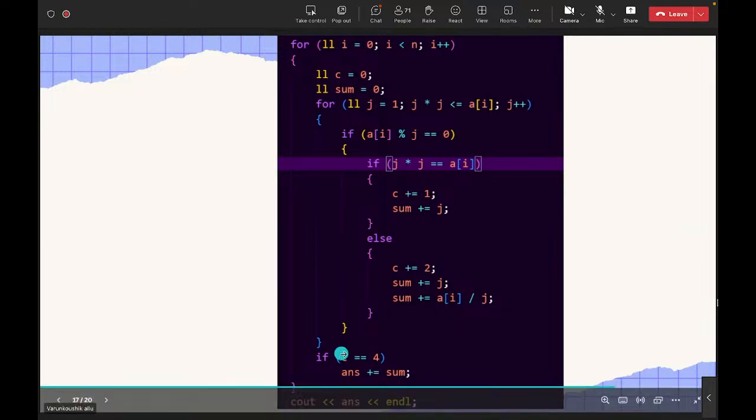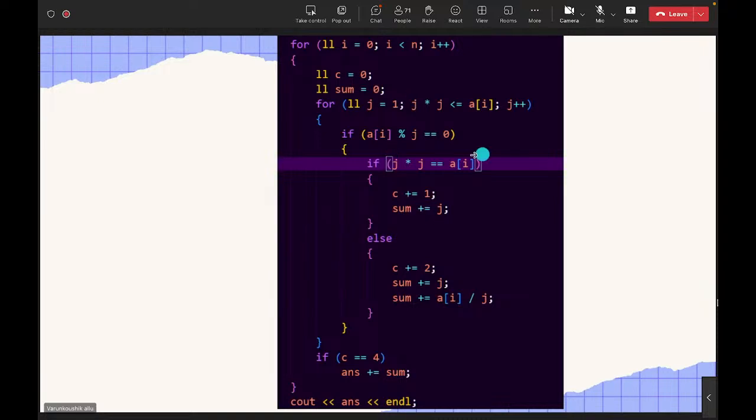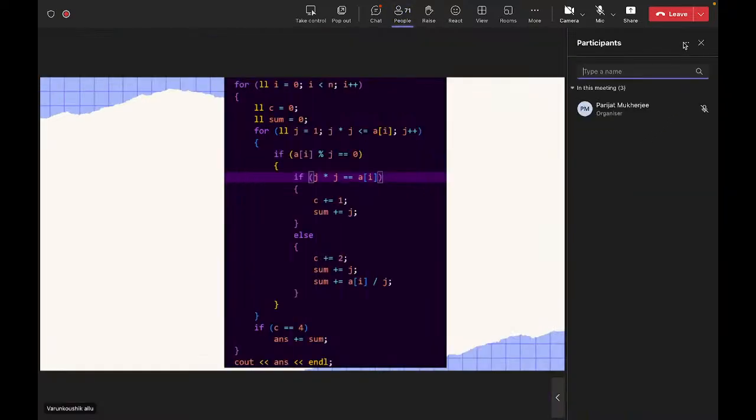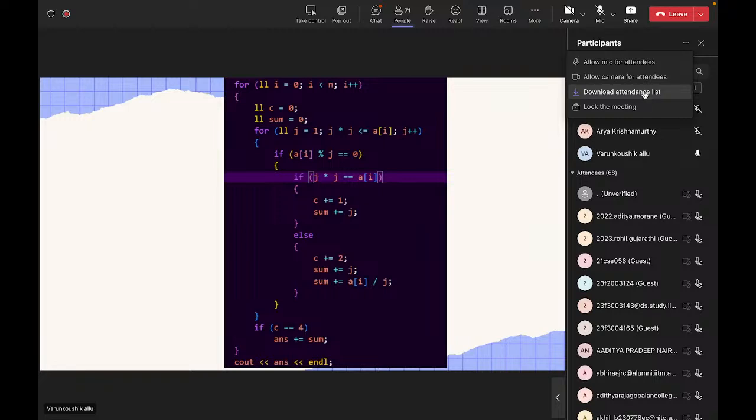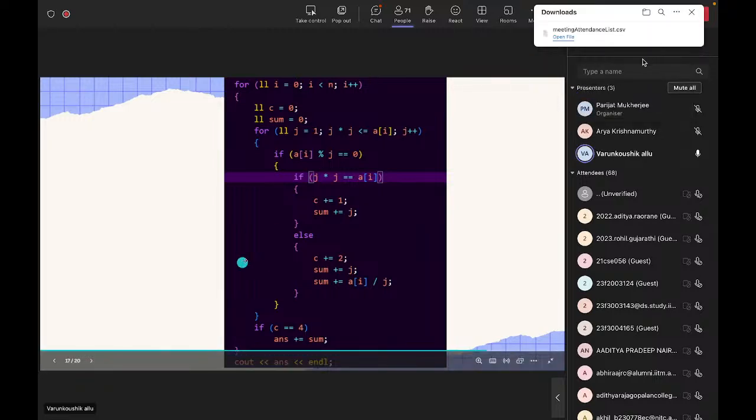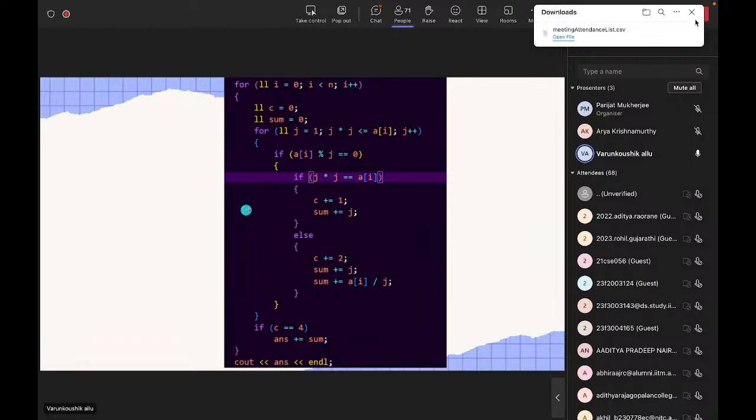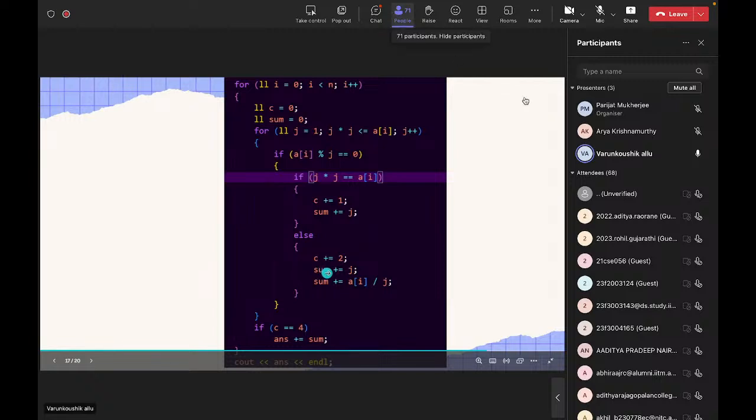If the question says the number of divisors equal to 4, then we want the sum of the divisors. Here what we are storing in sum is the sum of the divisors of each A of i, which we want. And in c we are storing the number of divisors of A of i. If the number of divisors of A of i equal to 4, then we'll add sum to the answer. Otherwise, we don't add it to the answer. At last, after traversing through the whole array, we'll print the answer, which will give us the final answer.